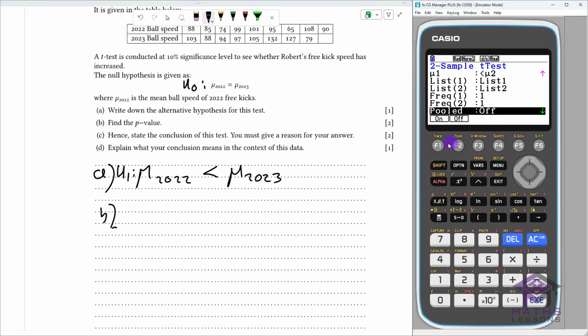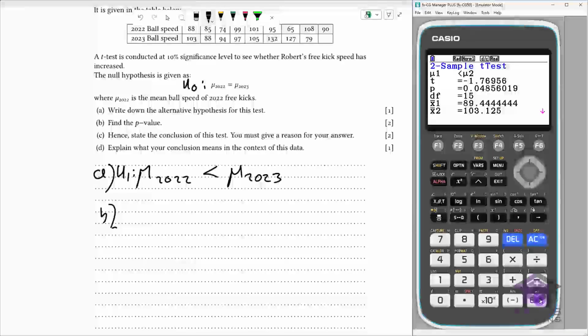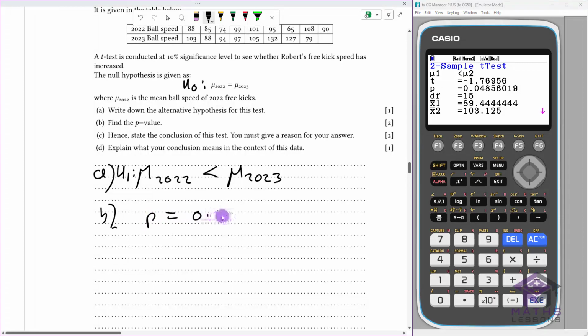And notice pooled is off, and I'm going to change it to on. Okay, so always make sure you check the pooled bit. And press execute. And we get a p-value equal to 0.04856. So it's going to be equal to 0.0486 to 3SF. Remember IB, we do 3SF if not told otherwise.